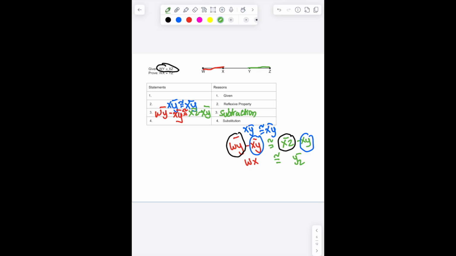From our subtraction, it leaves us over with WX congruent to YZ through substitution, because WY minus XY is WX and XZ minus XY is YZ, so we're just replacing the subtraction with what it actually leaves us over with. Last but not least, our given information that WY was congruent to XZ. And there we have our proof completely filled in.